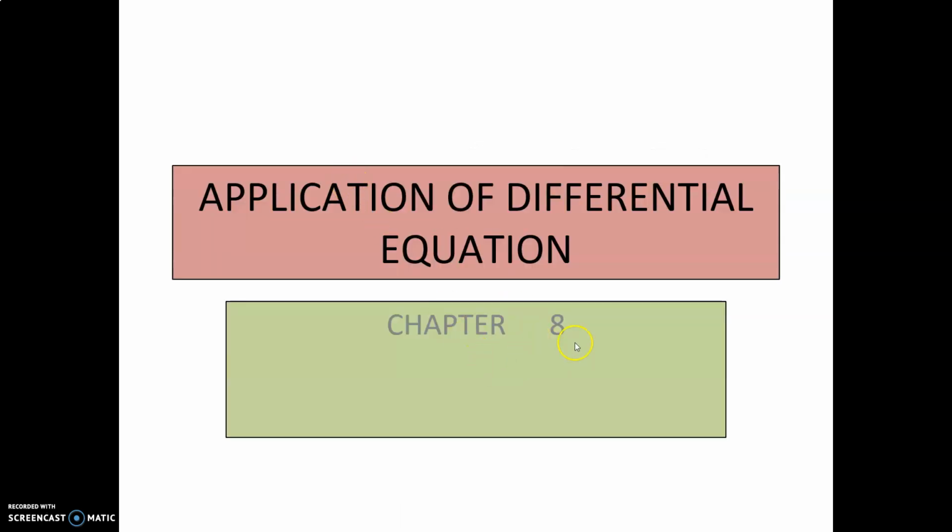Our chapter number is 8. Last lecture we took the differential equation, chapter number 7. So today's lecture we have to discuss the application of differential equations. In differential equations, the main target is to connect with our physics topic, that is rectilinear motion. Differential equation and integration is the combination we have to use as an application to develop.